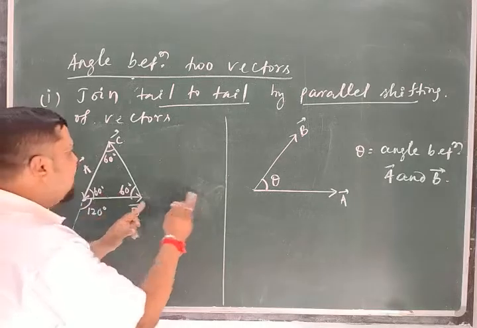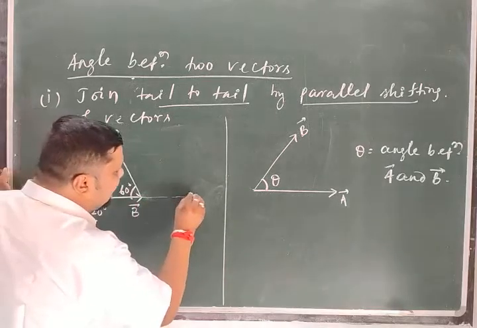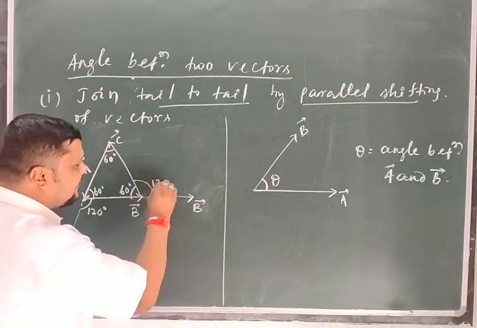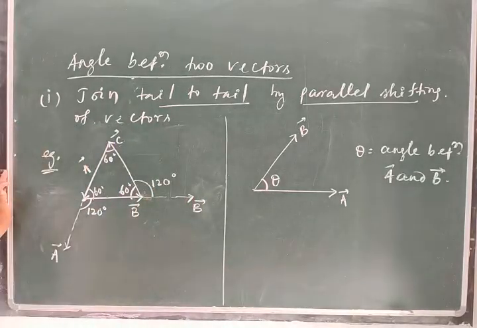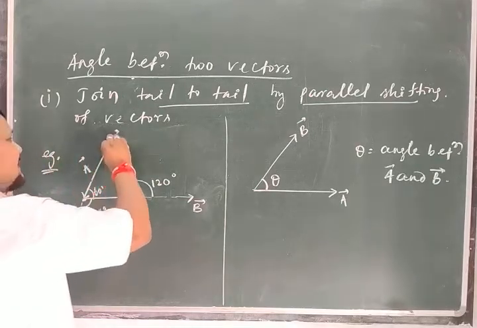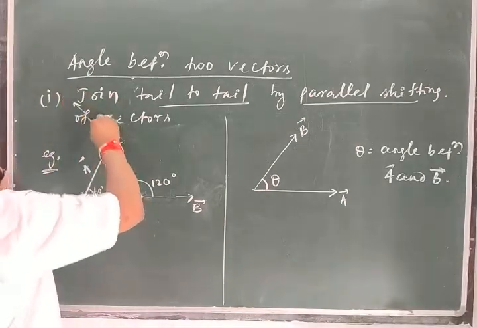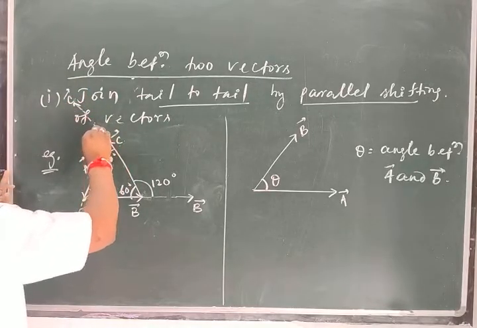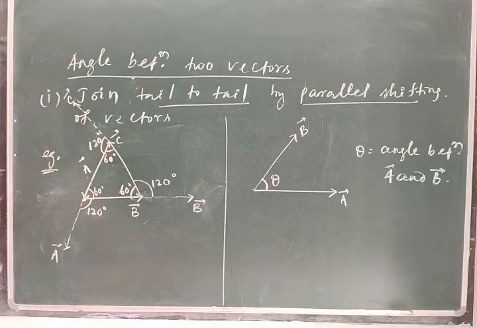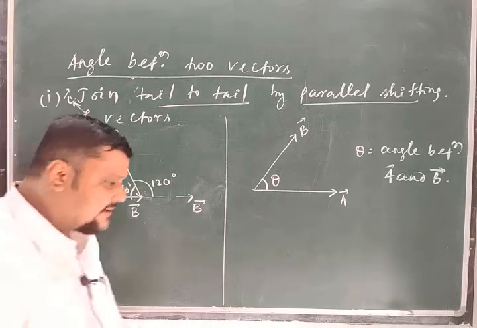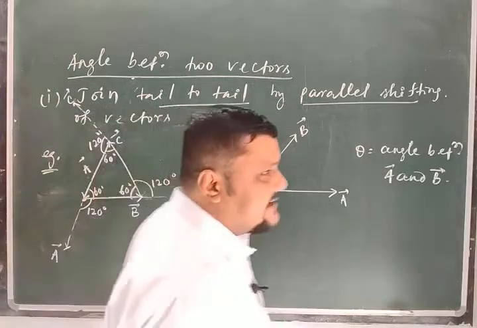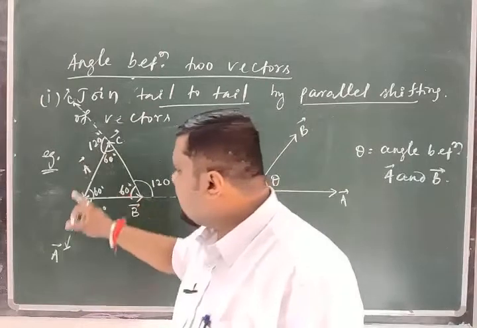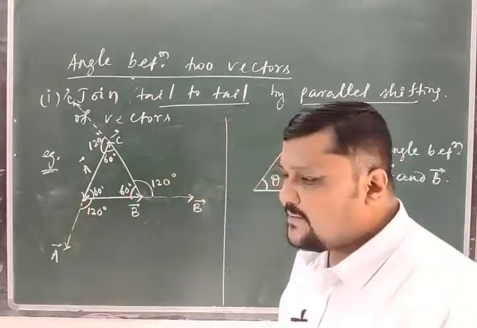Similarly, I can shift B parallel to itself. So B can be shifted like this. This is B and C, tail to tail joining. This is 120. Then for C and A, you can shift this C like this, parallel to itself. This is C, this is A, tail to tail joining. This is 120. So what is the angle between them? If three vectors are represented by the three sides of an equilateral triangle, the angle between them is 120, 120, 120. This is the most important thing.